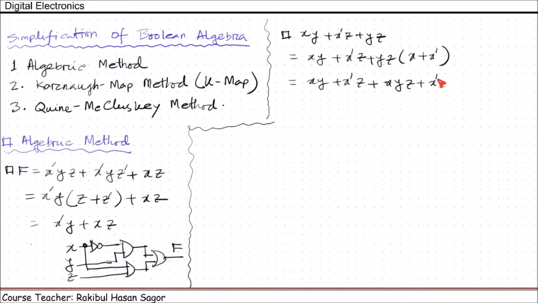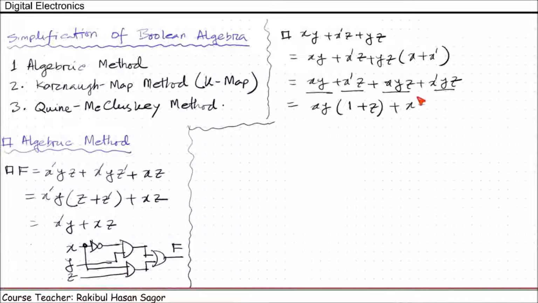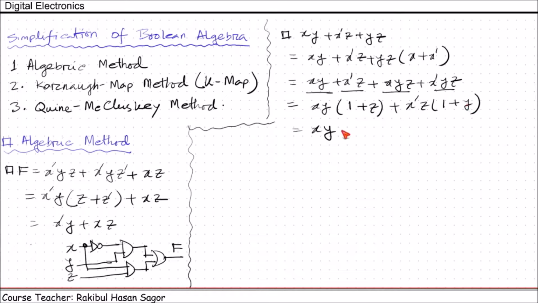xyz plus x prime yz, which is equal to, if we take xy common from these two terms, xy times 1 plus z, plus x prime z common from these two terms, x prime z times 1 plus y. 1 plus z will return you 1, 1 plus y also returns you 1. Finally, we will get xy plus x prime z. This is the simplified version of this function.